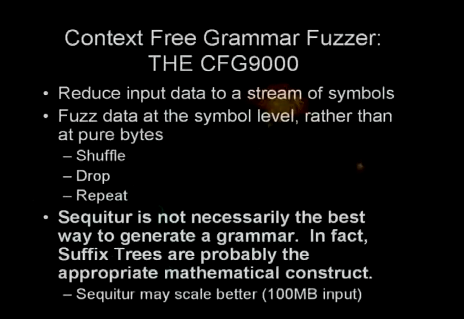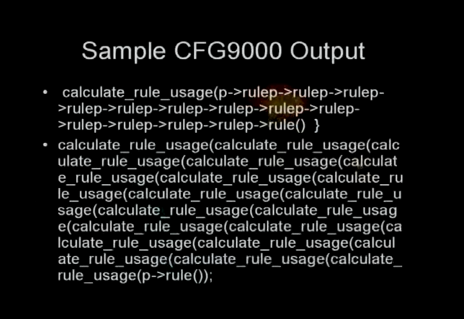There's a mechanism called suffix trees that the Protos guys are using. Protos, as you may or may not know, destroyed every single SNMP implementation in existence. They're good guys, I'm messing around. But sequitur may scale better. I don't know of anything else that can find patterns in 100 megs of input without caring. Some sample output. Again, I don't have time to do live demos. I threw the source code of sequitur into its own fuzzer.